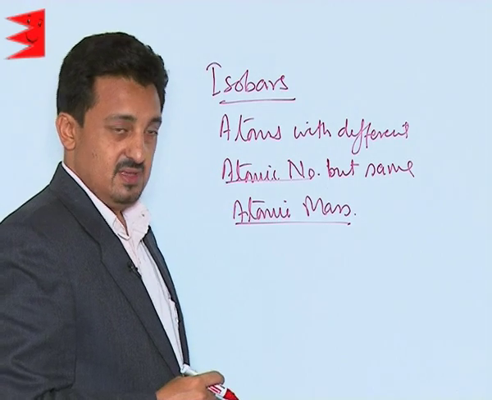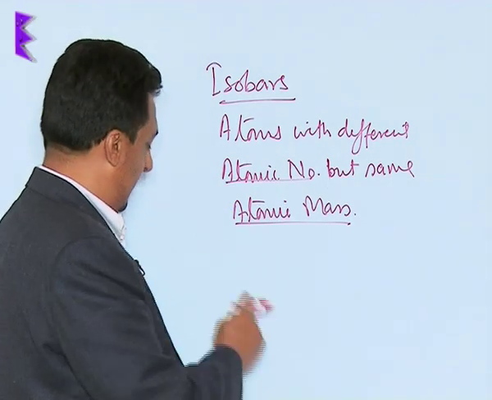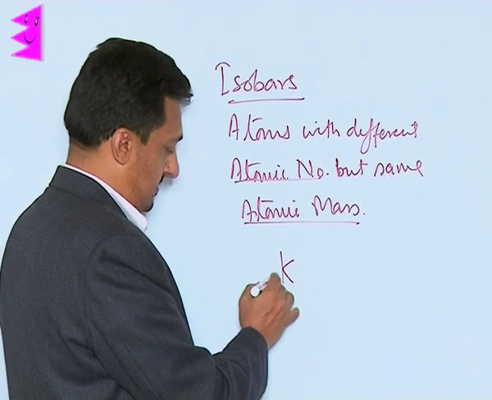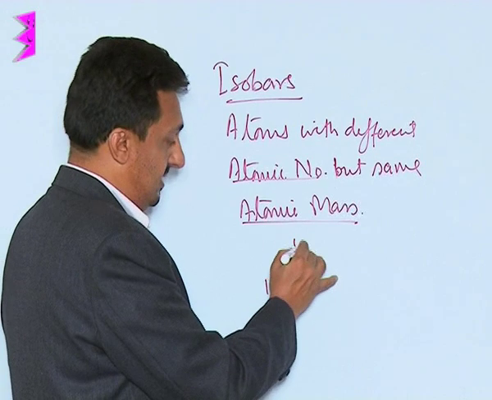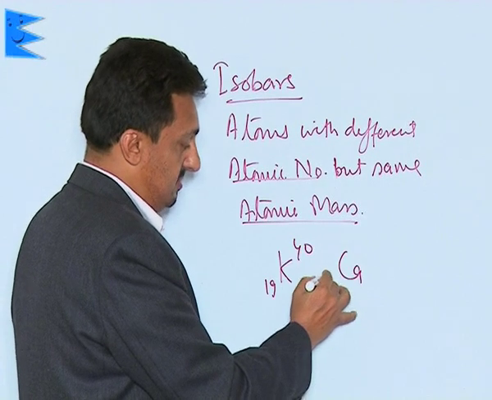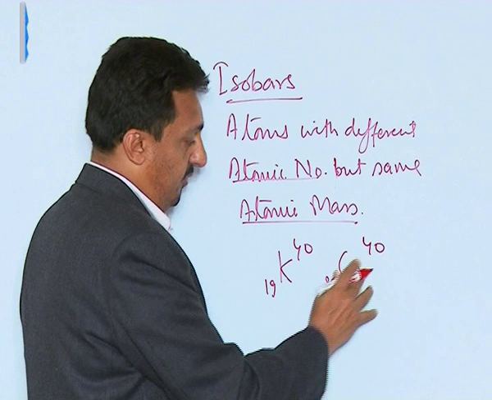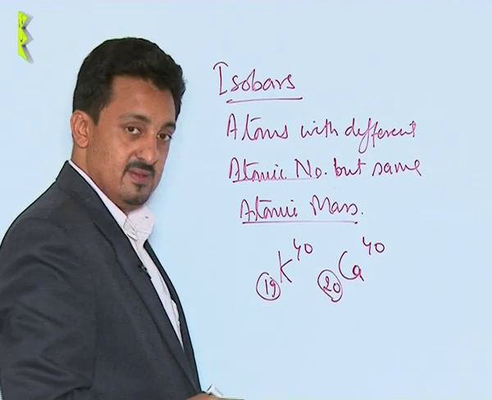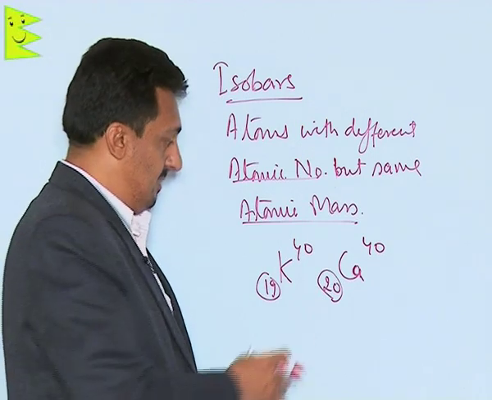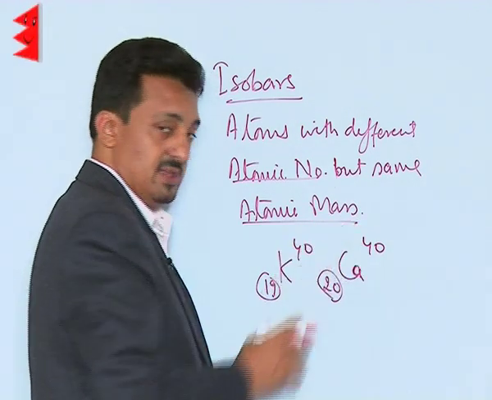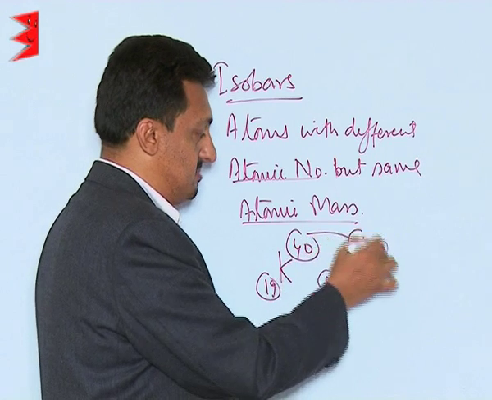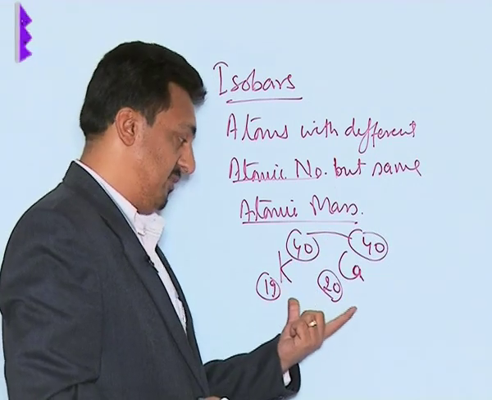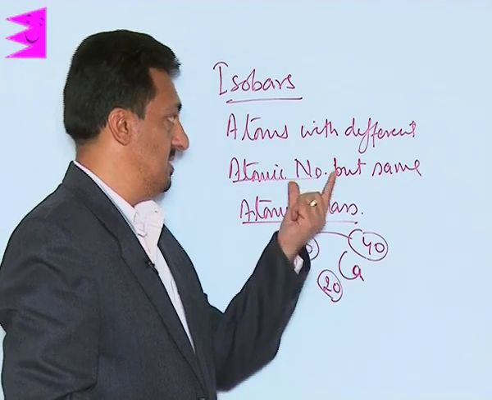Let us just understand this. We have potassium, 19 and 40, and calcium, 20 and 40. Their atomic numbers are 19 and 20, but their masses are 40 and 40. The same atomic masses make them what? Isobars. Atoms of different elements with the same atomic mass are isobars.